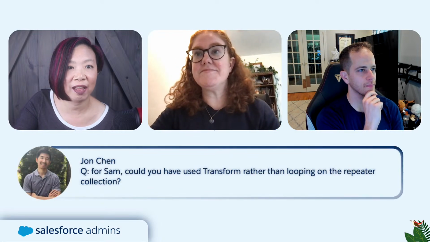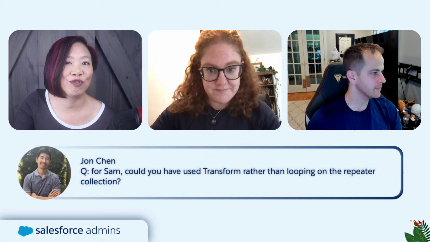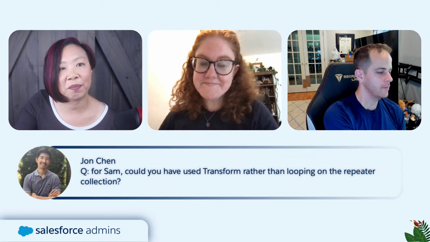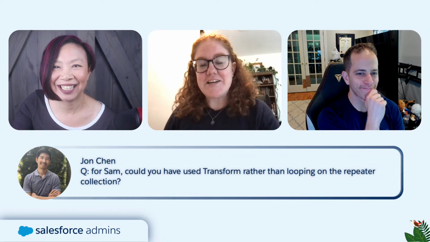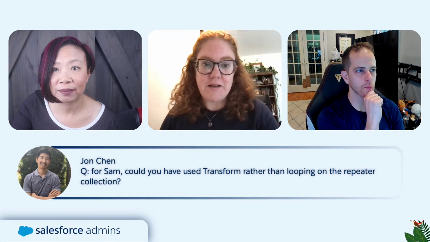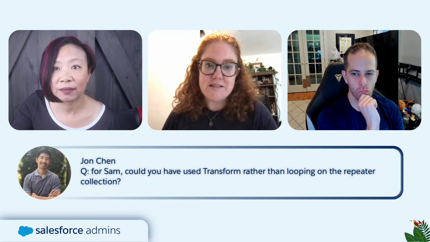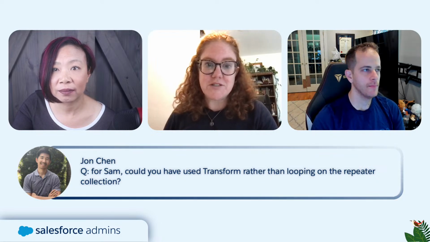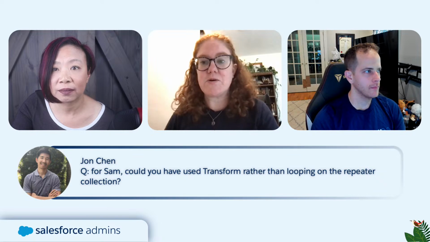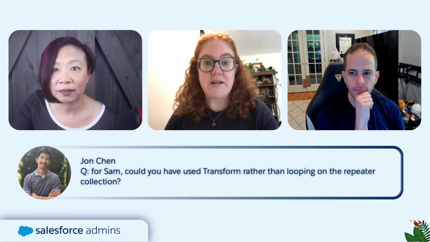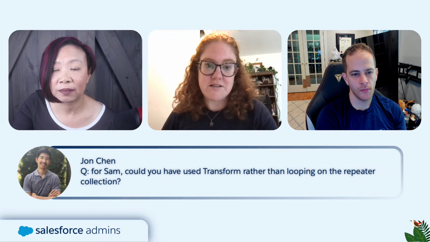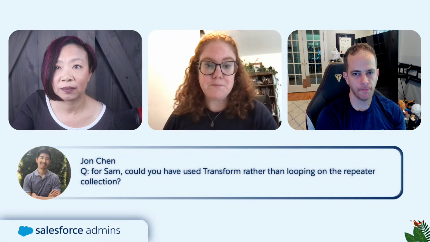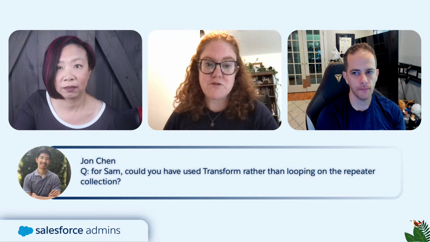All right, our next question is from John for Sam. Could you have used transform rather than looping on the repeater collection? Oh, I so wish. You probably saw on the roadmap that is something that we really want to do. It's sitting in my stretch list for the work that we're doing this release. So I'm hoping that within the next couple of releases, we should be able to have that functionality. It's going to make processing the downstream parts of your repeater so much easier, especially when you have straightforward use cases.